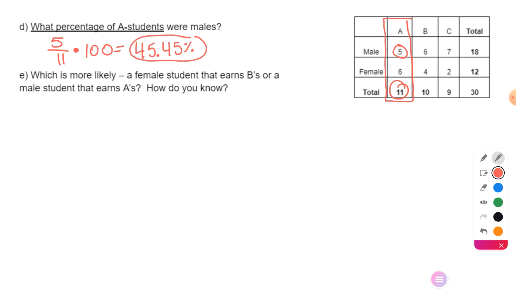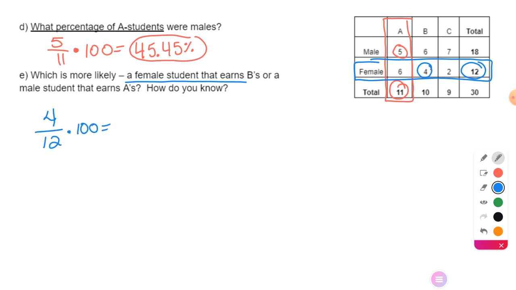All right, last one for this data set. Which is more likely, a female student that earns B's or a male student earning A's? All right, so female earning B's. So I'm only looking at my females. So out of these 12 students, how many of them earn B's? 4. So 4 out of 12 times 100 is 33.33%. So a third.